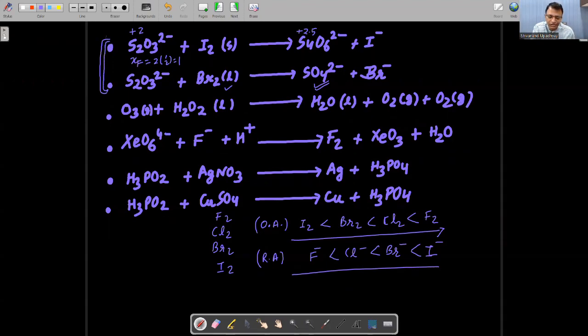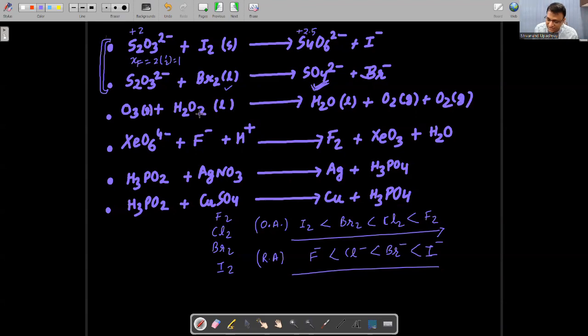So you have to remember this. Iodine you always know, but because of iodine you should not get confused. With bromine the reaction is different, it is converted into sulfate ion. They can ask in JEE Advanced also that when thiosulfate ion is reacted with bromine, find out the oxidation state of sulfur atom in the product formed. That is present in +6 oxidation state.